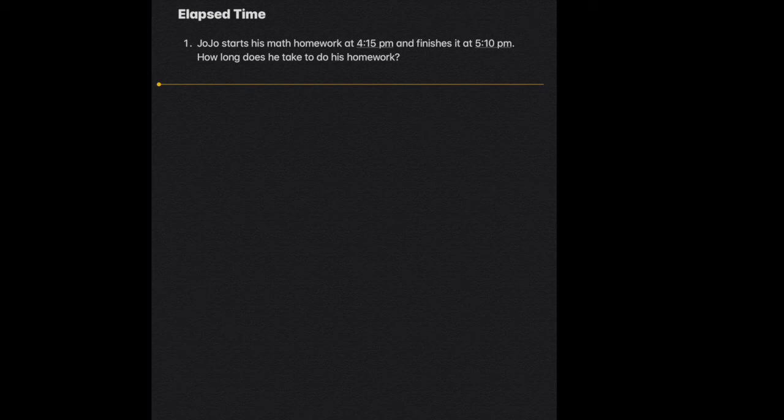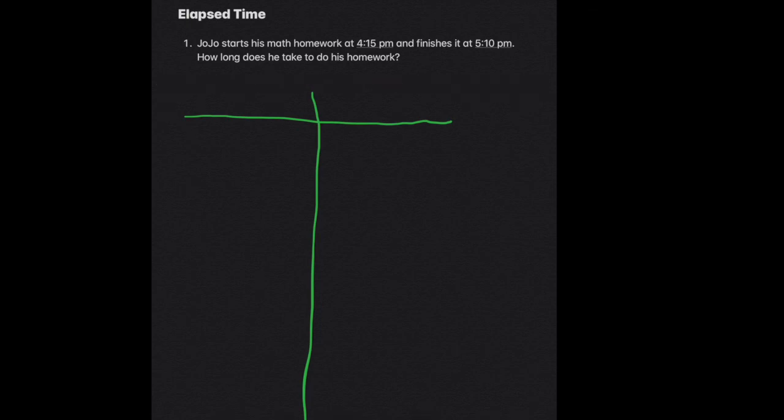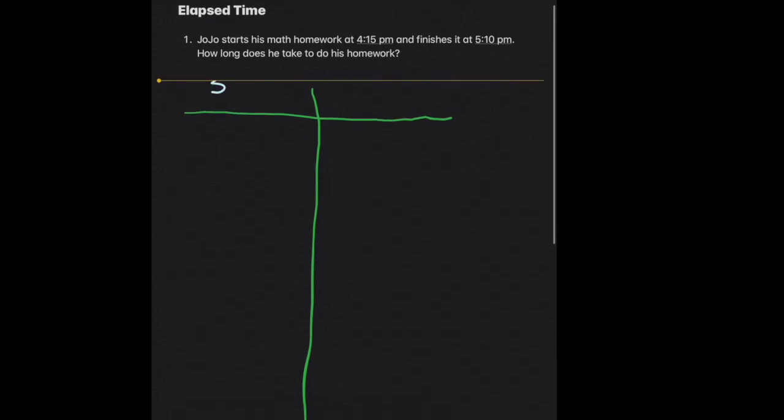One strategy that I like to use is called a T-chart. When you draw a T-chart, it looks like this. You draw one vertical line. Then at the top of your vertical line, we draw a horizontal line across. The horizontal line across will hold our title, which will hold our two times, so our start time and our end time. On one side we write our start time, and on the other side we'll write our end time. So our start time is 4:15 and our end time is 5:10.